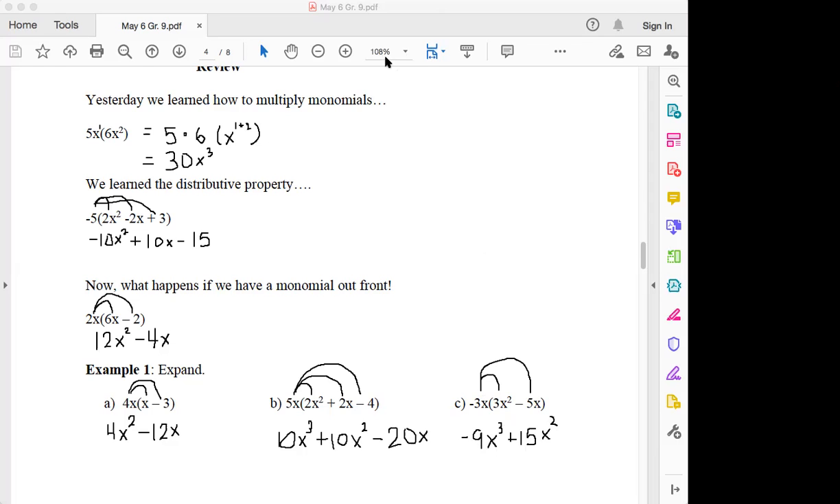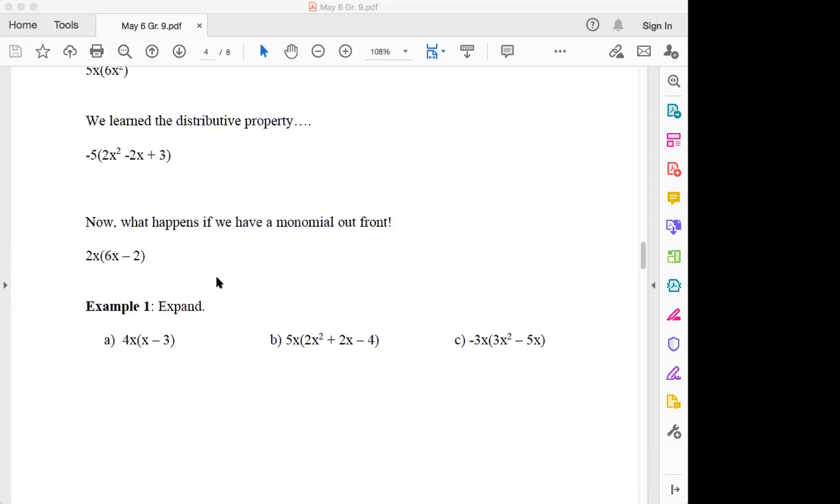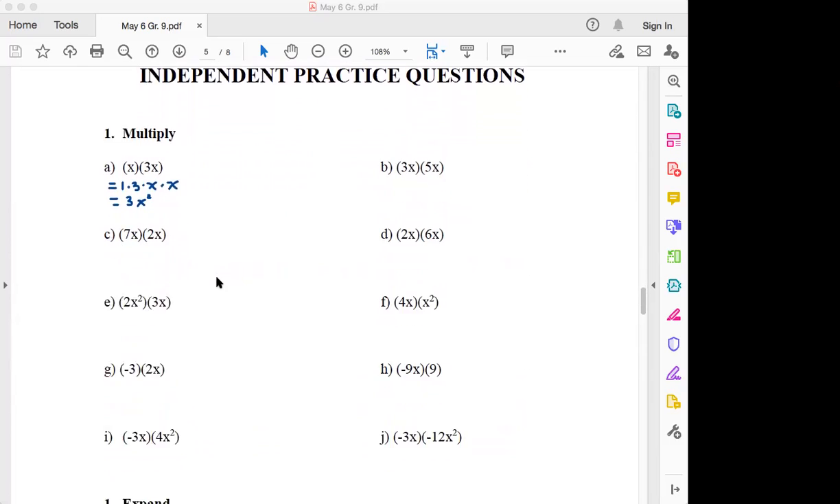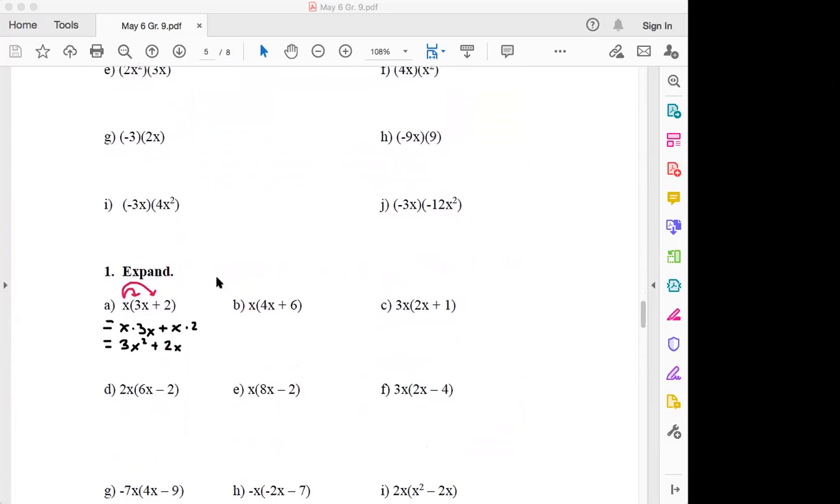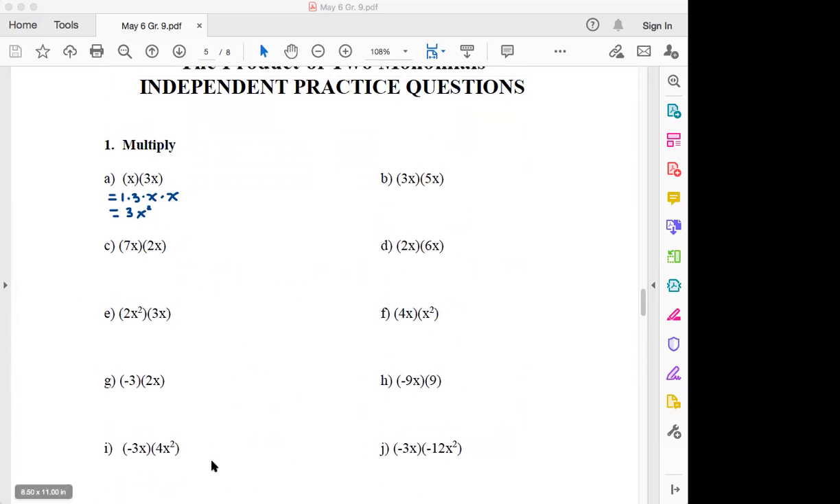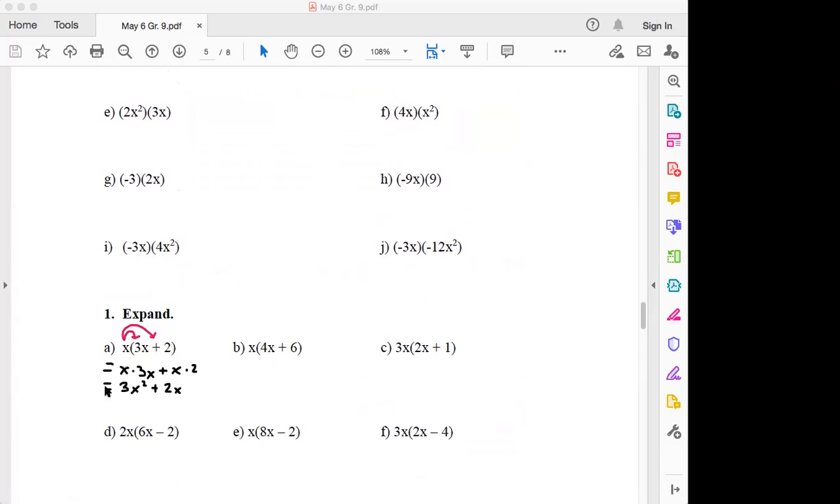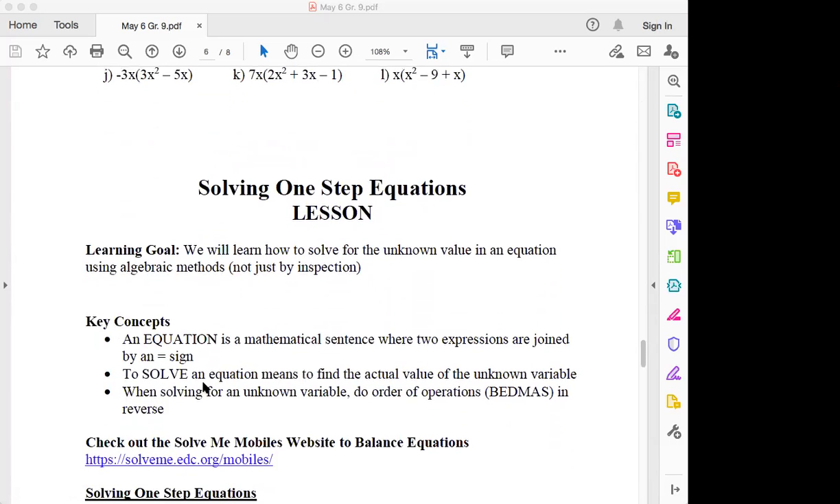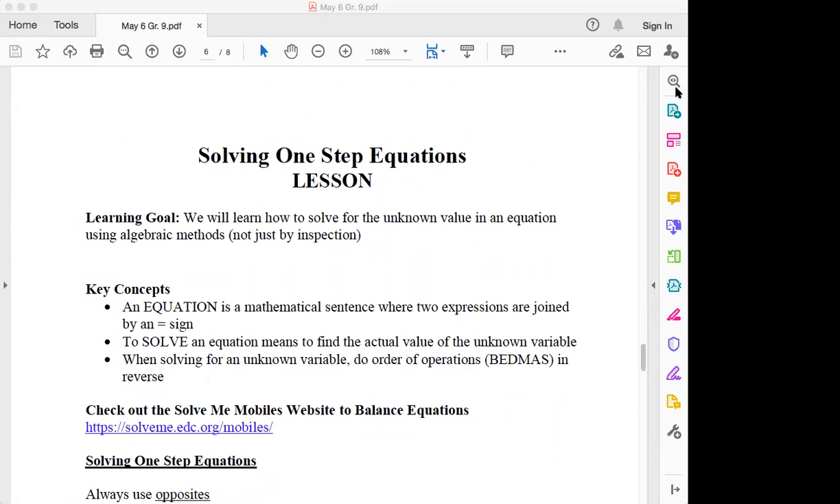So you guys have practice questions for that. And I'm going to clear this and we'll move forward to the second lesson for today. Okay, so this is some more practice from yesterday, and then it gets a little bit more difficult there. So I'm going to stop this and I'm going to start a new lesson on another YouTube.